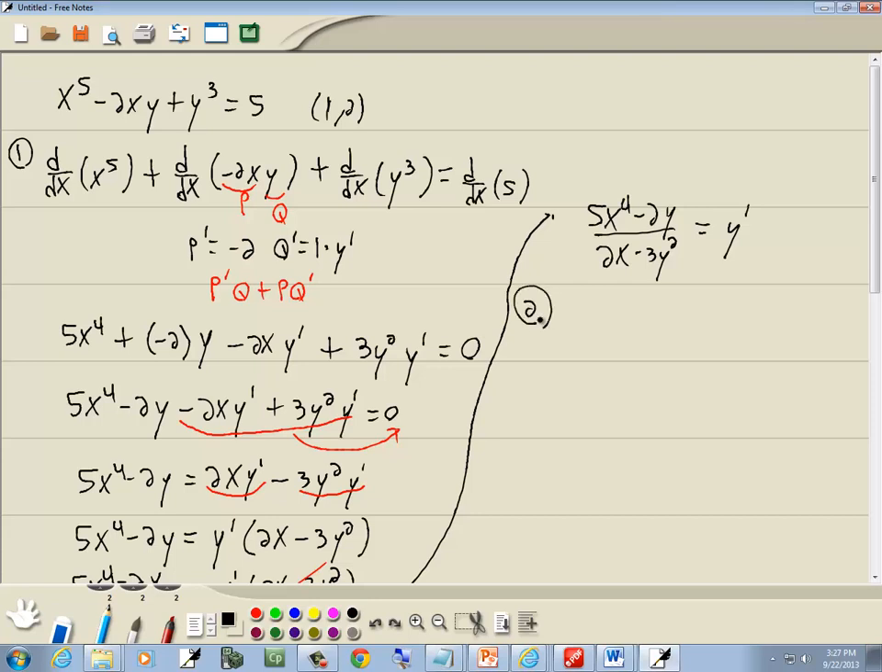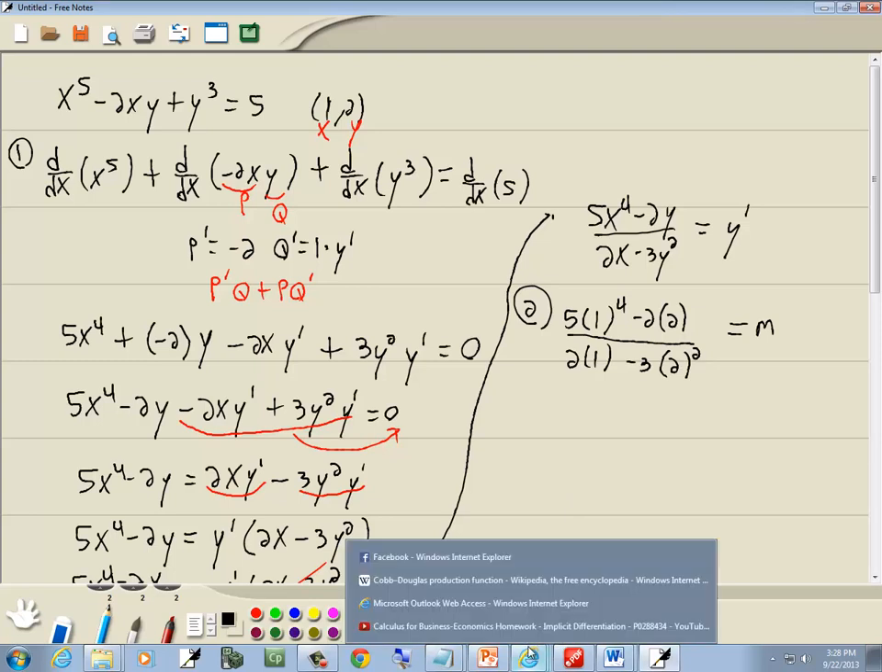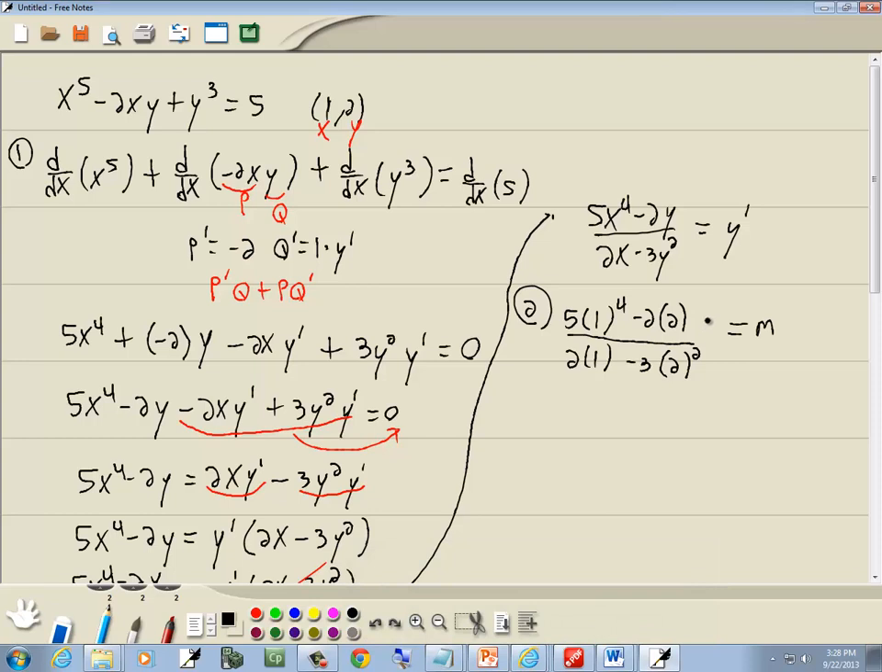Okay. Now step 2. We're going to replace our y prime, our derivative notation, with m. And we're going to plug in our given point for x and y. So I'll put 1 in for x, I'll put 2 in for y. So I got 5 times 1 to the fourth, minus 2 times 2, over 2 times 1, minus 3 times 2 squared. Now let me double check that. x is 1, y was 2. That looks right.